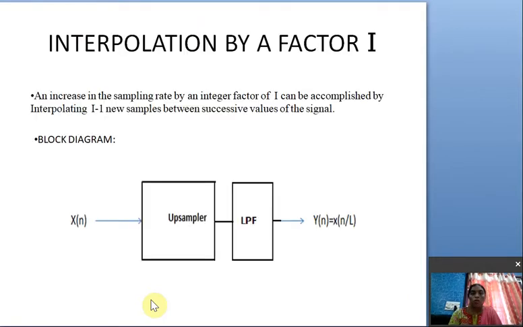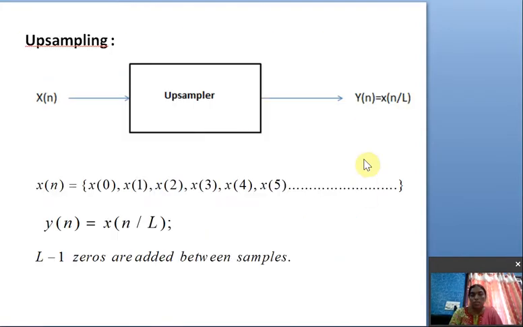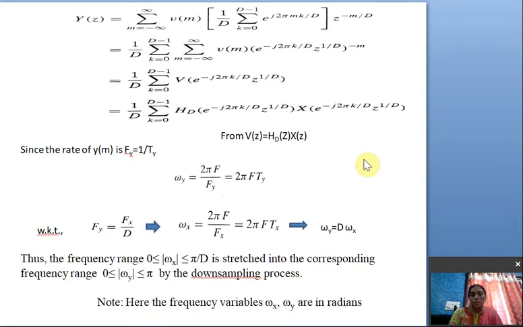Now coming to the illustration of interpolation by a factor I. The block diagram is nothing but an upsampler and a low pass filter. See, in the case of decimation, what is the block diagram?